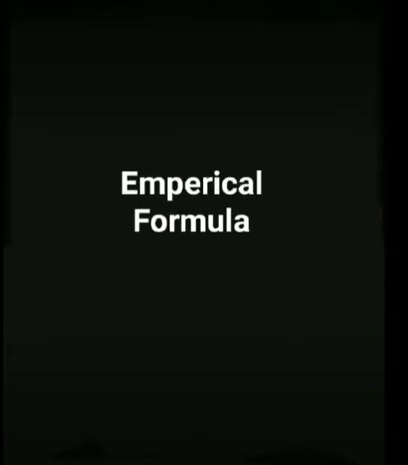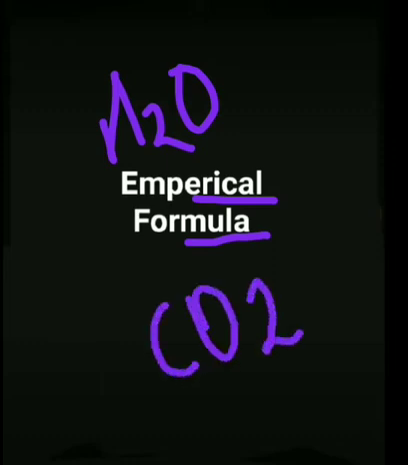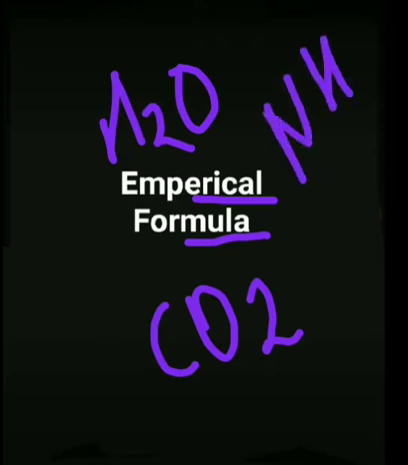Now students, after having the idea of percentage composition, we are going to discuss the empirical formula. Basically we are going to discuss two things: the empirical formula and the molecular formula. From the earlier classes you know that the molecular formula of water is H2O, the molecular formula of carbon dioxide is CO2, and the molecular formula of ammonia is NH3. You have the concept of this.